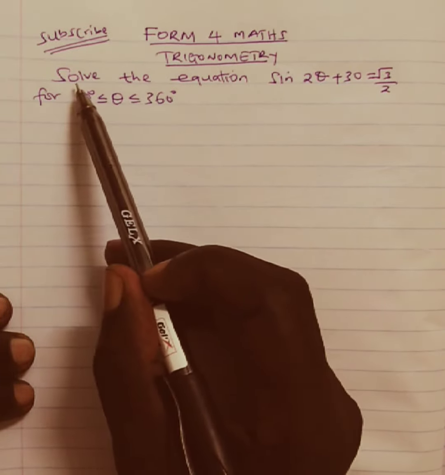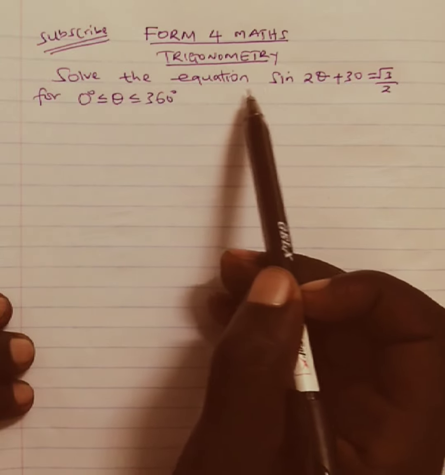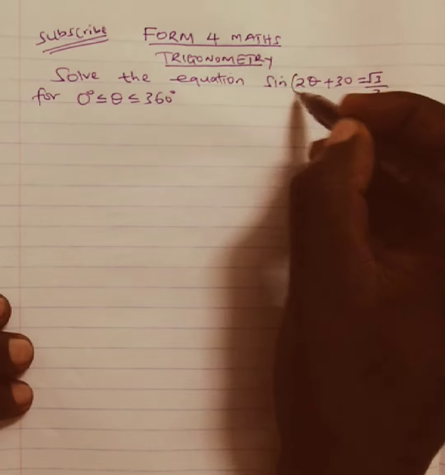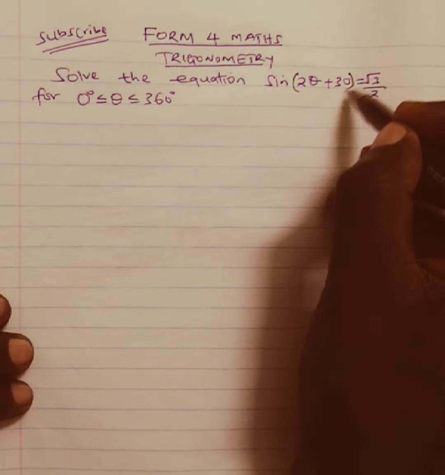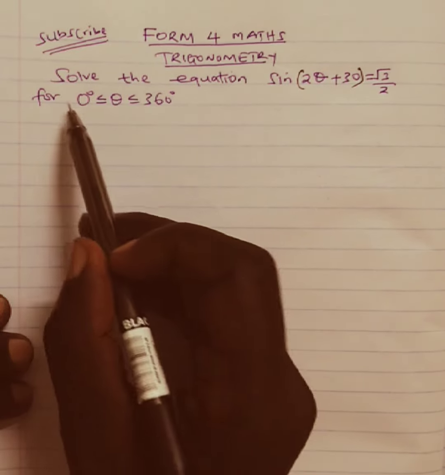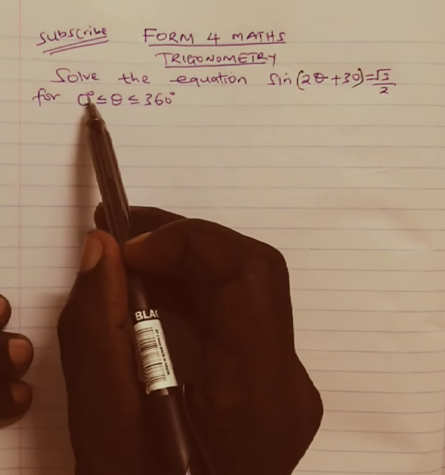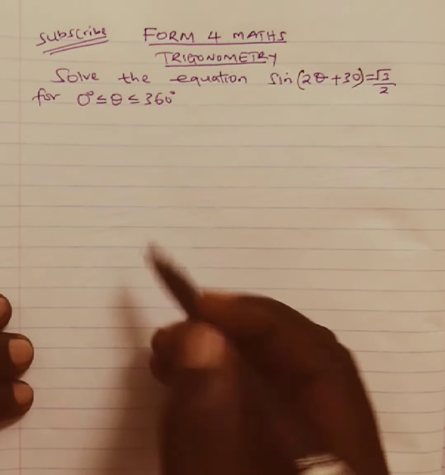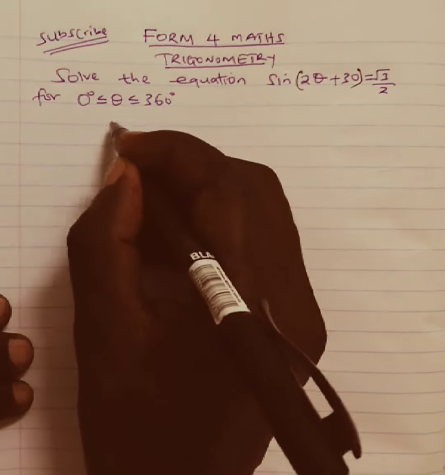And the question we have reads, solve the equation sine of twice theta plus 30 is equal to the root of 3 divided by 2 for the range of the values of theta between 0 degrees and 360. So let us look at the working to this question.